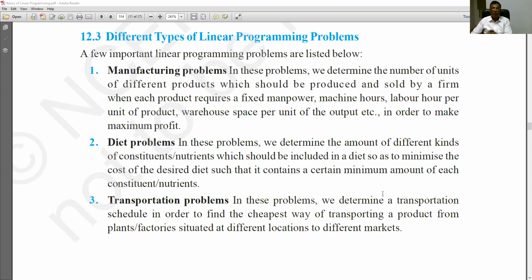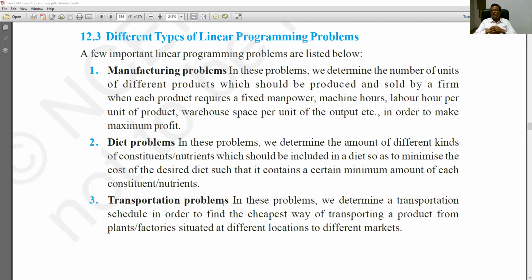So, a few important linear programming problems are listed below, and I suggest that you kindly write. First type is manufacturing problems, second is diet problem, and third is transportation problems. Means in your LPP, in your linear programming problems, the total set of problems may be divided into three categories.